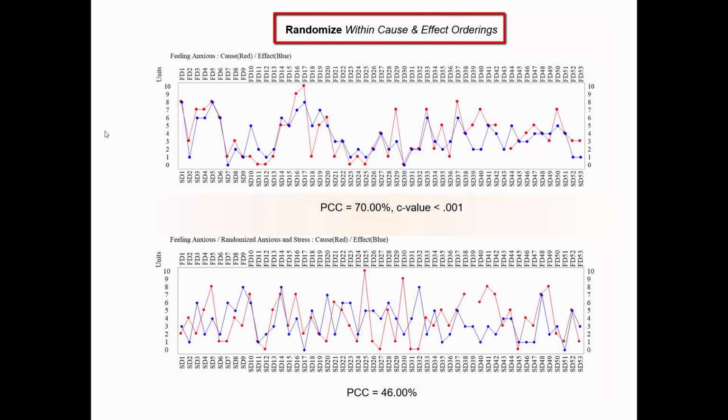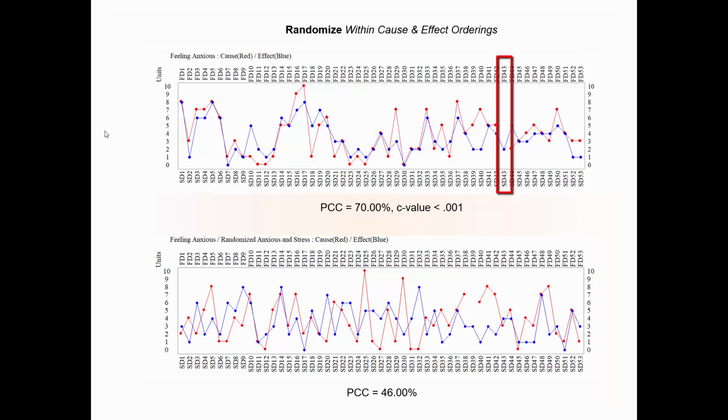With the randomize within cause and effect orderings option, we randomly shuffle the values within each set of the orderings. Notice how the red and blue lines now appear different in the bottom graph. In particular, notice how the missing data point for the anxiety rating on day 43 has been randomly moved to day 39. Again, we're randomly shuffling the observations themselves, but now separately for the cause and the effect orderings. In this particular iteration, the PCC dropped to 46%. And when I ran the analysis in the OOM software, not one time in 1,000 trials did I obtain a PCC index of 70% or higher with this randomization method. Again, that would support the theoretical inference.